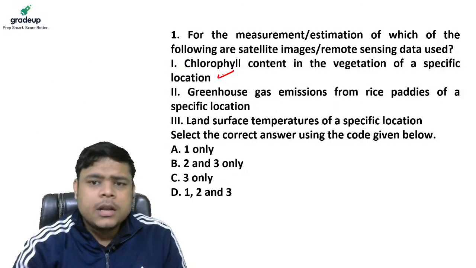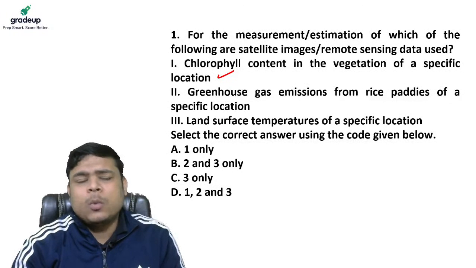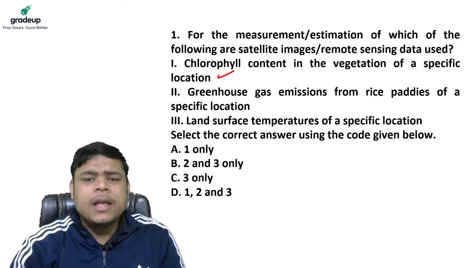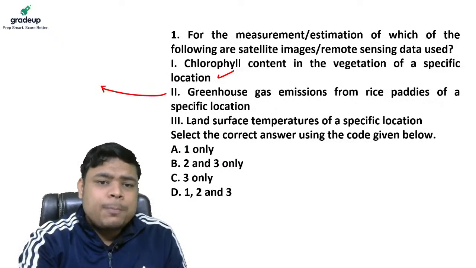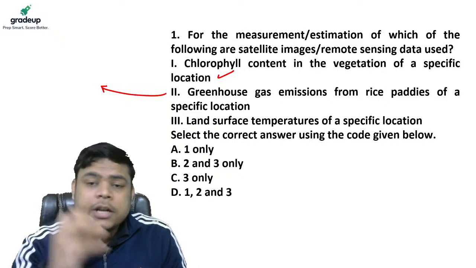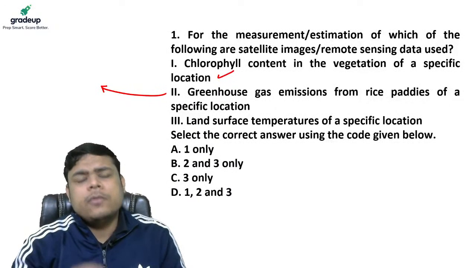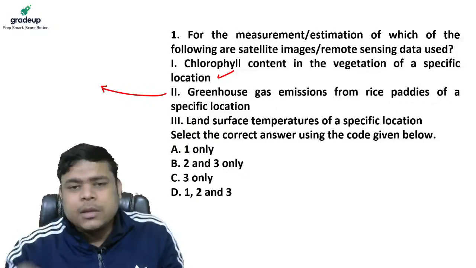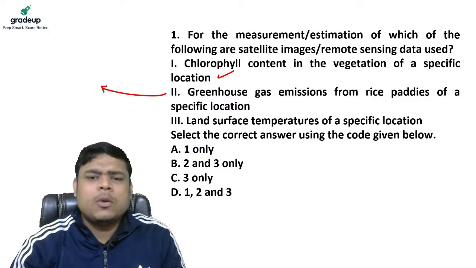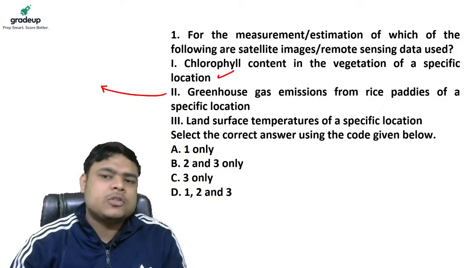Now, can we estimate greenhouse gas emissions from rice paddies for a specific location? That is also true. You can definitely look at these gas emissions, because the spectrum available in the satellite can detect the concentration of greenhouse gases in the atmosphere at a specific location, depending upon which spectrum you are imaging that area in. The third statement is land surface temperature of a specific location. Definitely true. Through infrared sensors, we can detect the land surface temperature of that location.